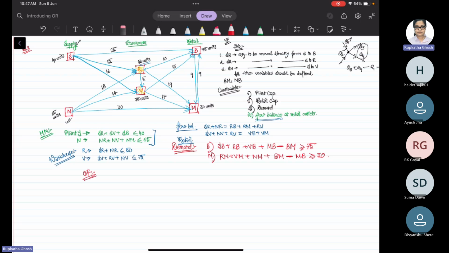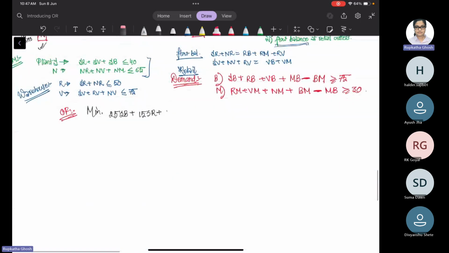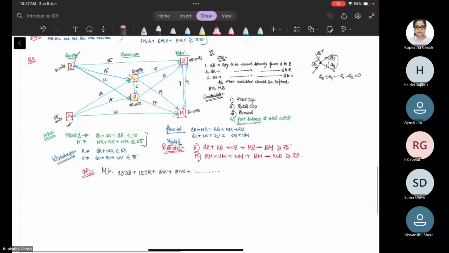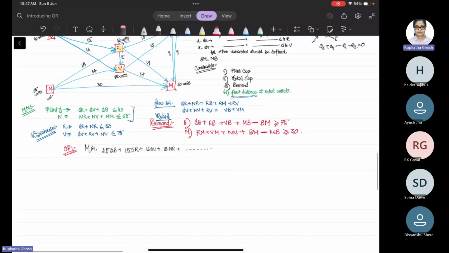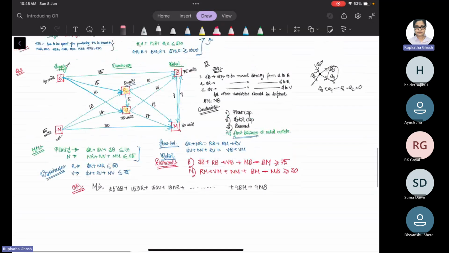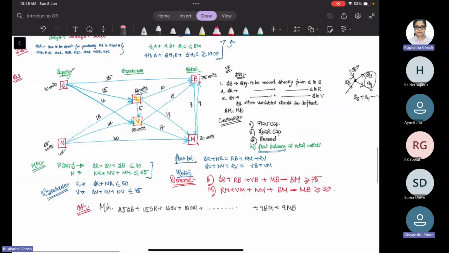See, you have all the coefficients here. So it would simply be minimize 25 SB plus 15 SR plus 16 SV plus 18 NR, like this, whatever are your values, plus 9 BM, 9 MB, like this. I have not written the objective function. So then this becomes your entire solution.